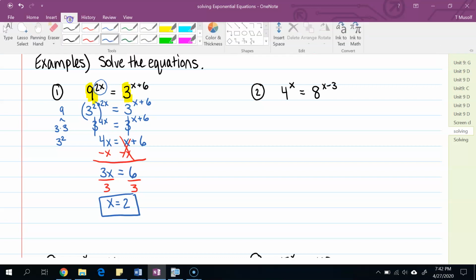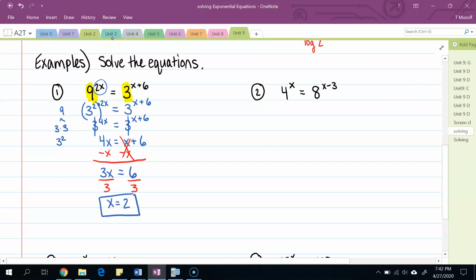Let's try it again in number 2. All right, so same thing. 4 to the x equals 8 to the x minus 3. So again, exponential equation. X's are in the exponent. I'm going to try method 1 first, and that is to get the same base. So I have a 4 and an 8. I usually like to start by trying to break up the bigger number, because like we saw in number 1, sometimes you only have to break up the bigger number, right, and then you're good.